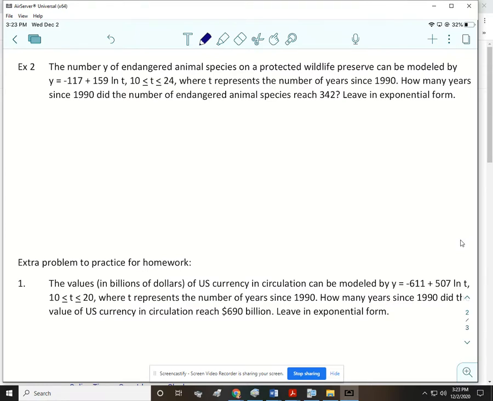All right, how many years since 1990 did the number of endangered animal species reach 342? And then we're going to leave this in exponential form because we won't have a calculator to figure it out. All right, so all this is telling us is to take this 342 and plug it in for y. That's the number of endangered species. That's what y is.